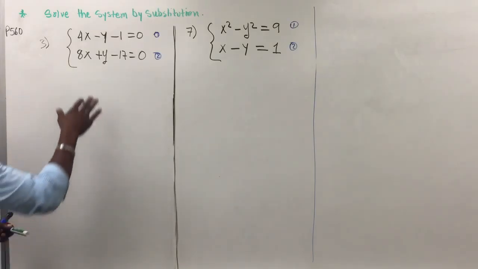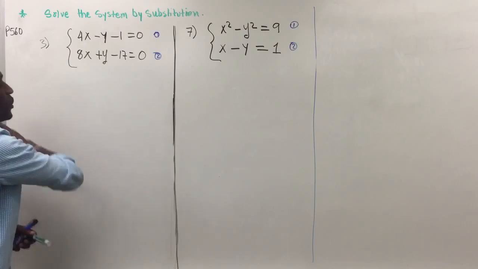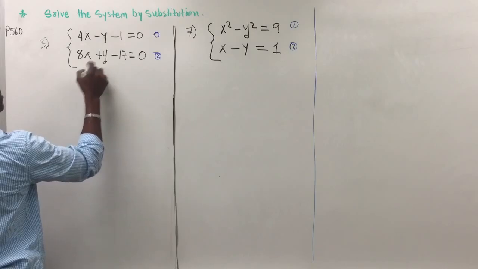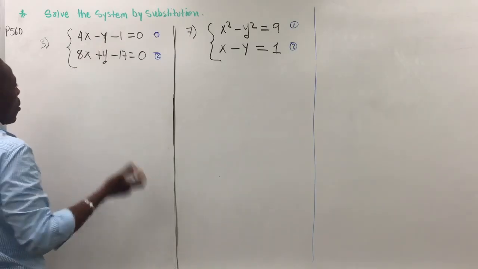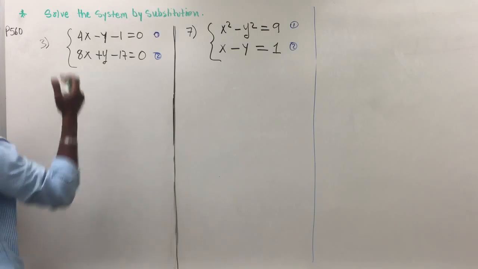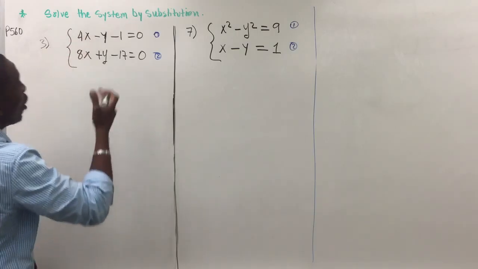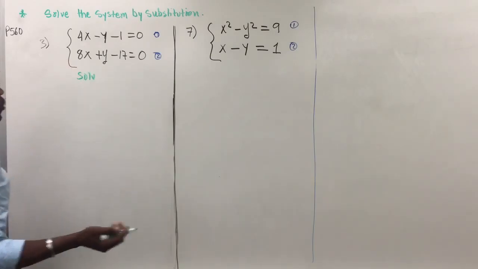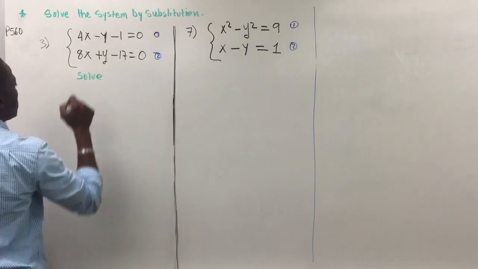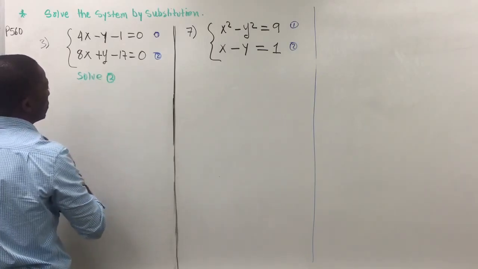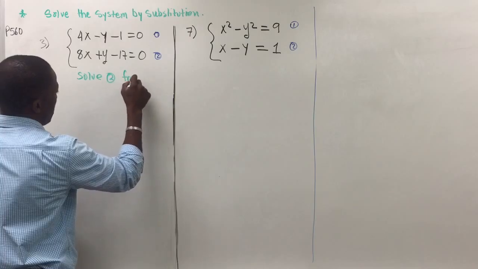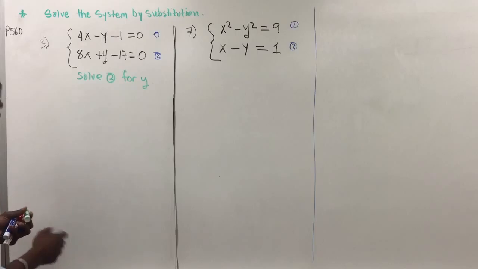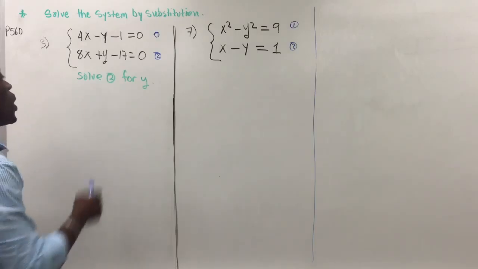Before we can do this, we need to put down what we're actually doing. We can't just start writing. We want to state what we are doing: let me substitute equation 1 for y, or rather, solve equation 1 for y, or solve equation 2 for y. I'll go with equation 2. We'll say solve equation 2 for y. That gives whoever's watching your work an idea of what you're about to do.